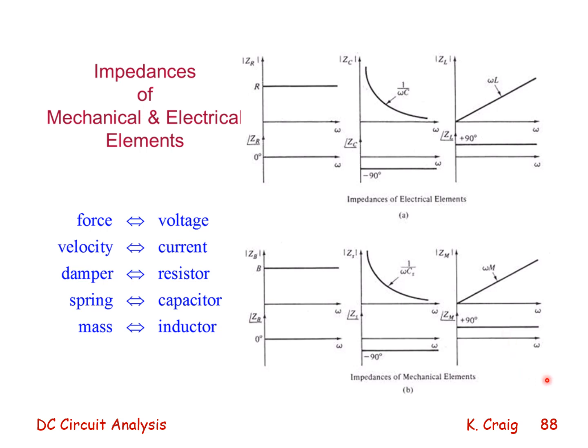So here we see the analogy between the electrical elements and the mechanical elements. Impedance for an electrical element is voltage over current. Impedance for a mechanical element is force over velocity. A damper is the same as a resistor. A spring acts like a capacitor. The mass acts like an inductor for this set of analogies.